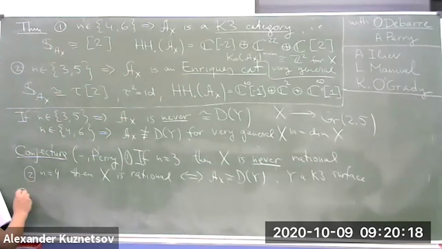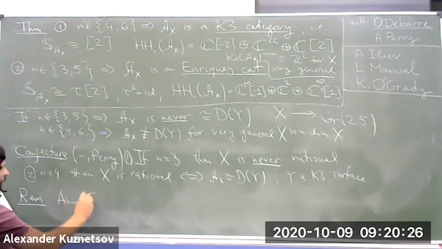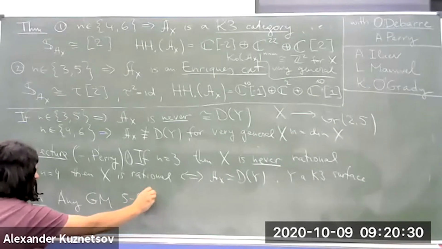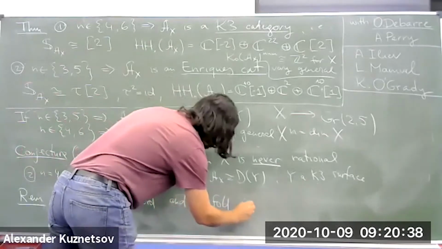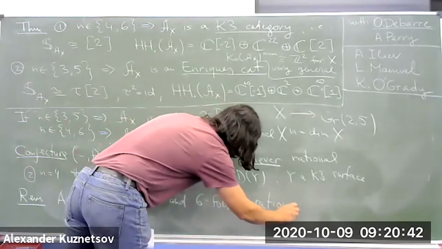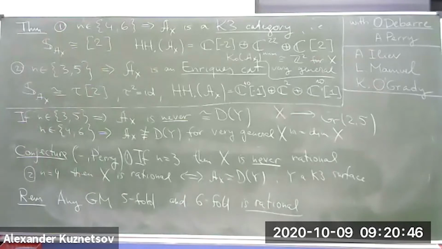And here, actually, we checked with Debarre that any GM fivefold and sixfold is rational. So in these high dimensional cases, there are no questions about rationality. In fact, maybe it is interesting to discuss rationality of these varieties over a non-algebraically closed field, but I have no idea about what happens in this case. It might be an interesting story, but since the dimension is quite high, it may not be so easy to prove anything about this.